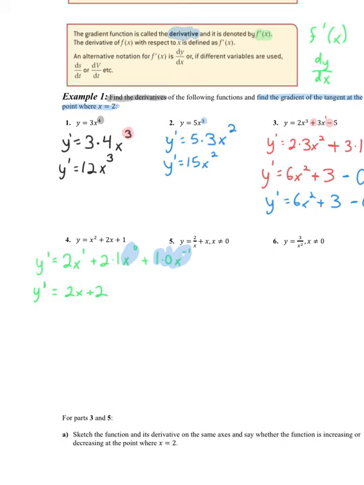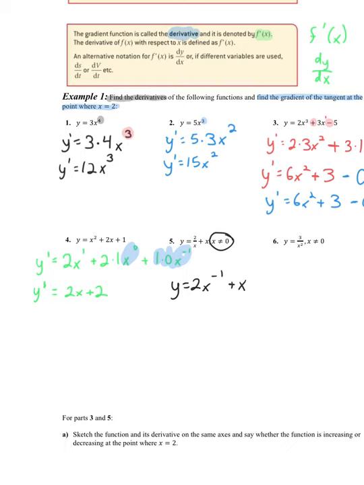Let's go ahead and take a look at problem 5 here. The first thing I want to do is rewrite it. I'm going to rewrite 2 over x as 2x to the negative first power. And it does say x cannot equal 0, and that's a good rule of thumb because we don't want a 0 in the denominator. That makes an undefined function.